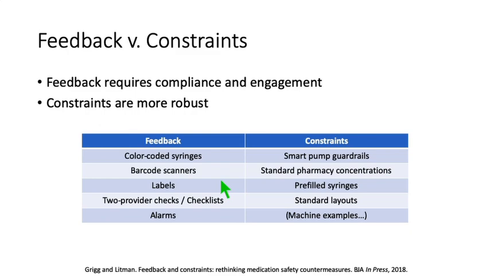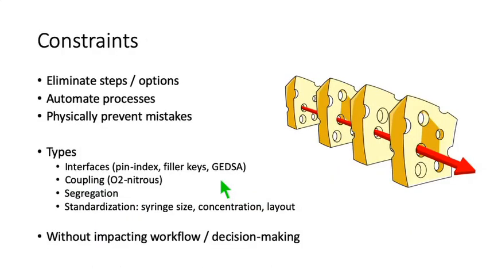If you think about standard concentrations coming from pharmacy, now you've eliminated some of the possibilities and sources of confusion. If you think about pre-filled syringes, now all the issues you have with vials go away because now everything's in a syringe, regardless of if it comes from a 503B or from your own pharmacy. These are much more robust countermeasures. So constraints, I like to think about, they eliminate steps, they eliminate options, they automate processes, and they often, if you can, the gold standard, physically prevent mistakes.